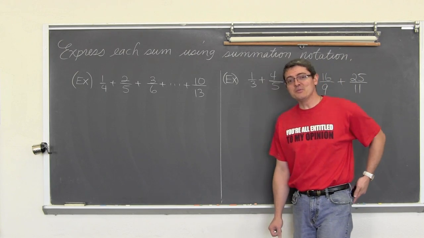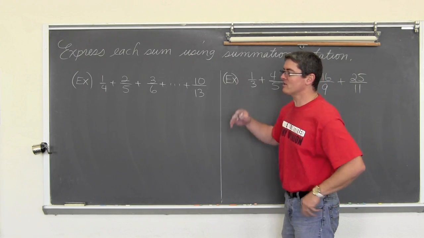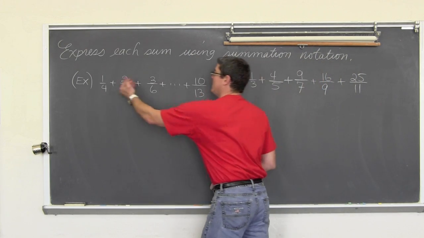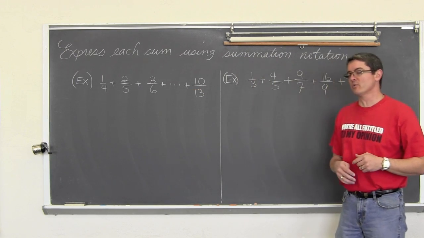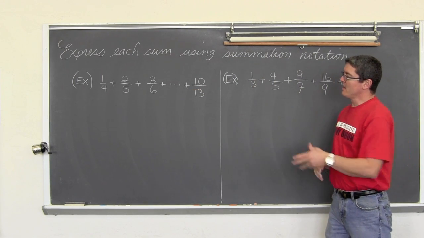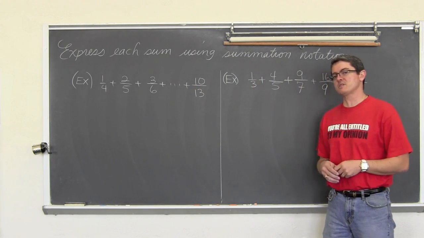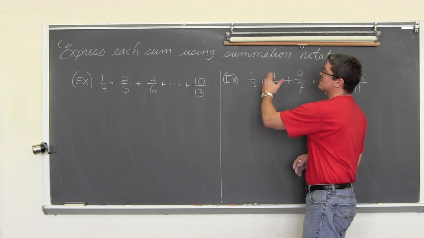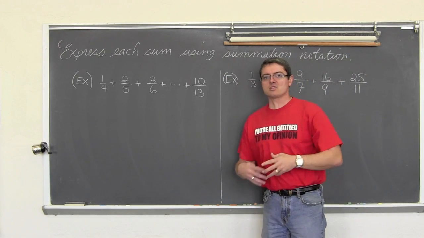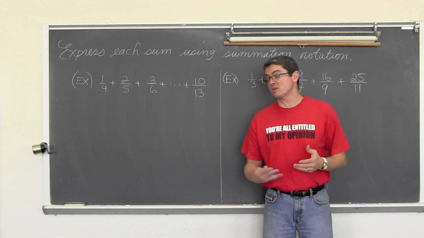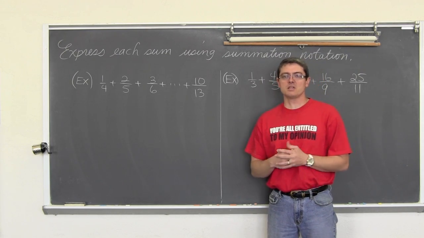So now that we know how to use summation notation, how about going in reverse? Here is a sequence of numbers, a finite sequence. It goes from 1/4 to 10 over 13. Express that sum using summation notation. Summarize it into a single expression instead of a long series of additions.